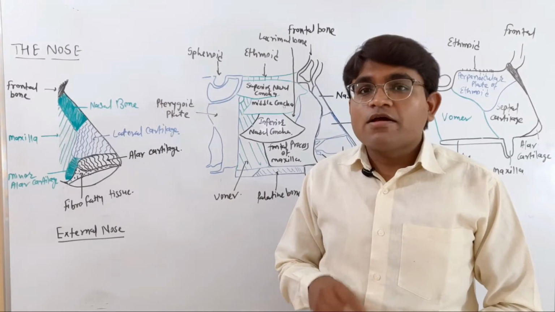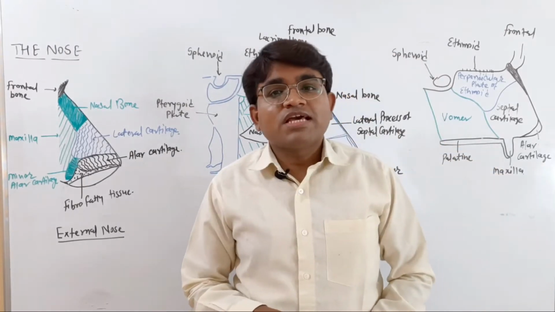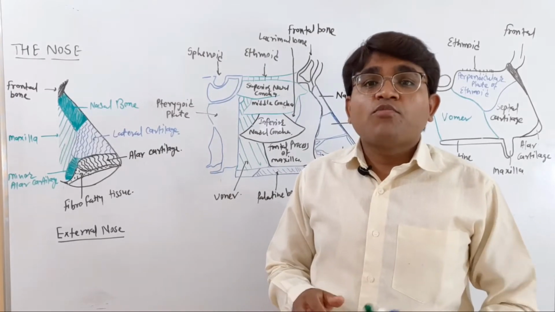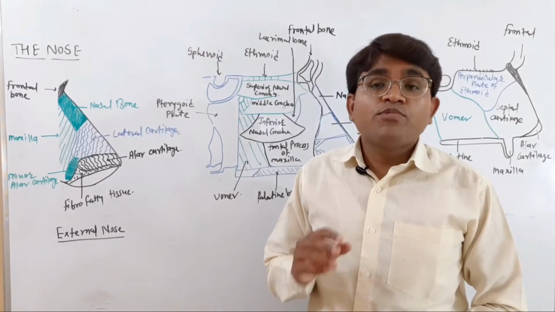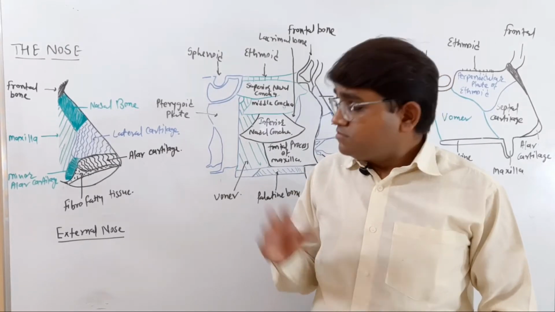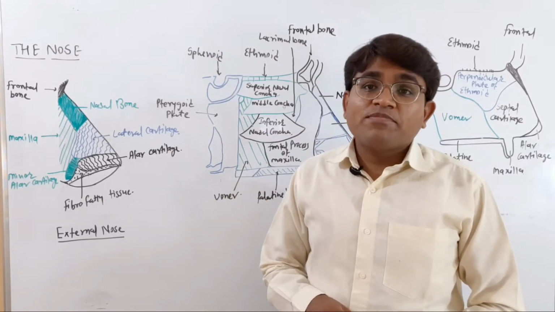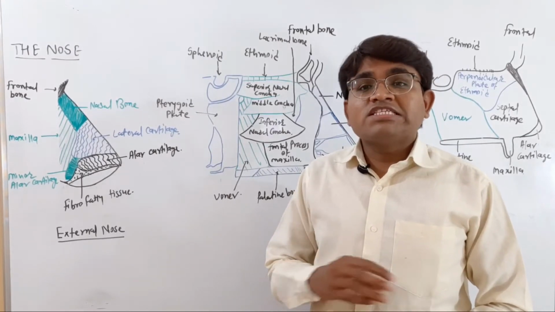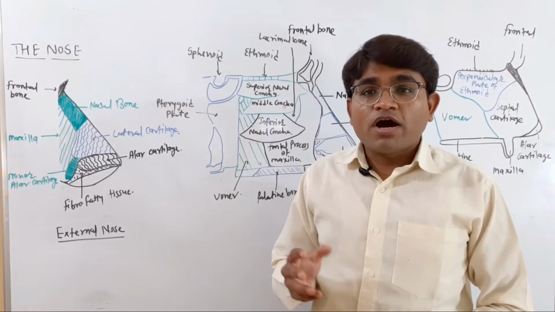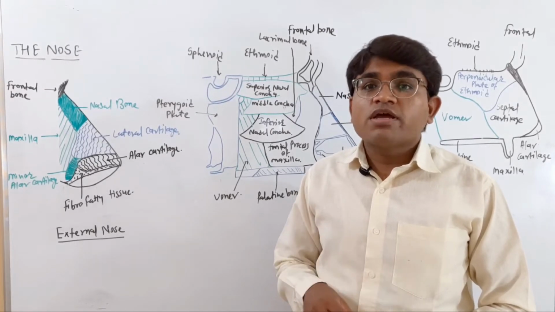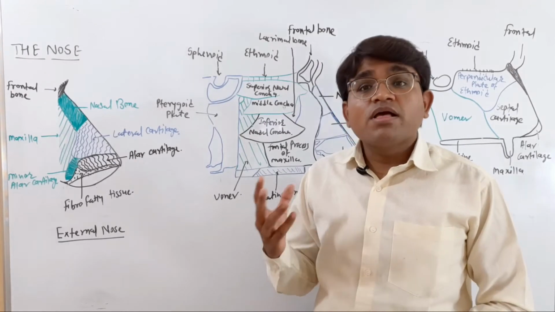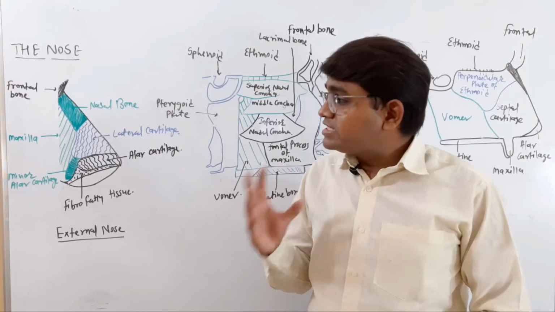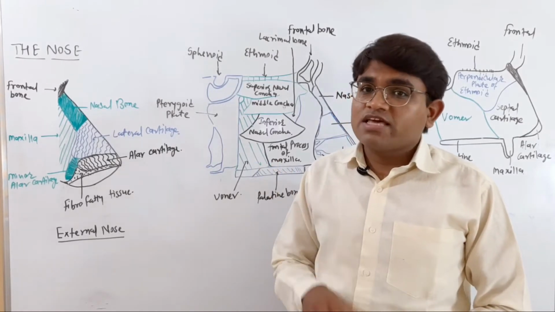The serous glands present in this nasal cavity provide serum for moistening the air, and the mucous glands trap the dust particles of the inspired air. So here the inspired air becomes warm, then moist, and becomes dust free, meaning clean. So the air conditioning function is done in the nasal cavity.